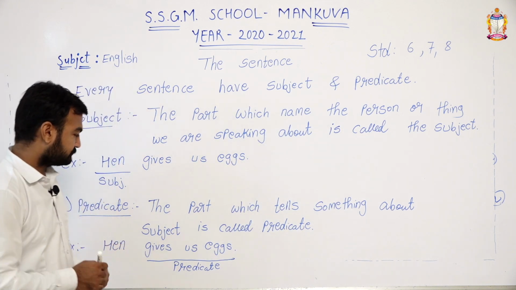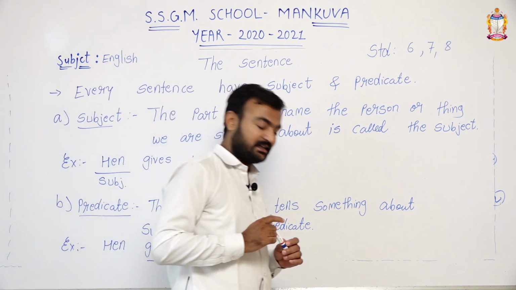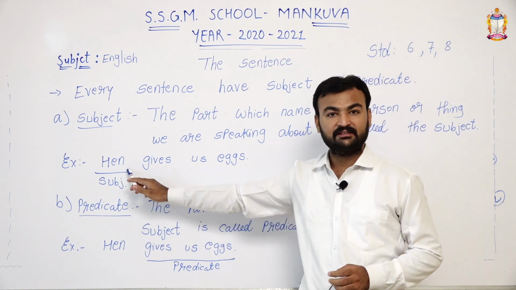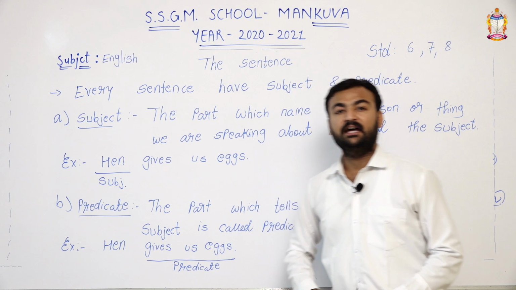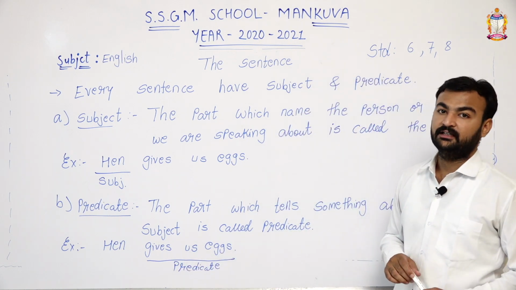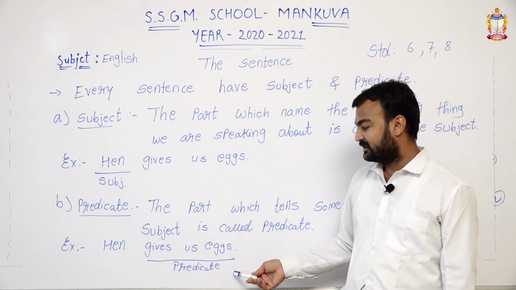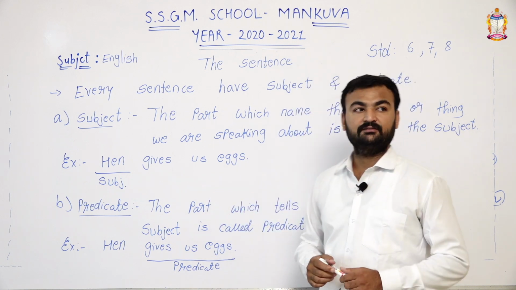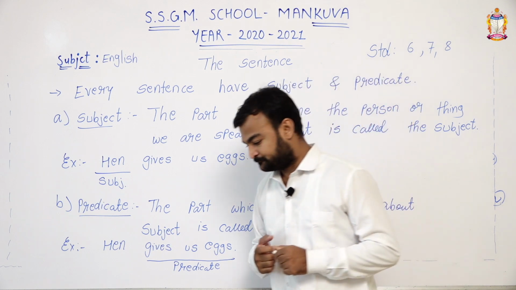Now, subject and predicate: in short, we can say that a subject is the first part of the sentence and a predicate is the second part of the sentence. So it is easy for us to understand and to learn.